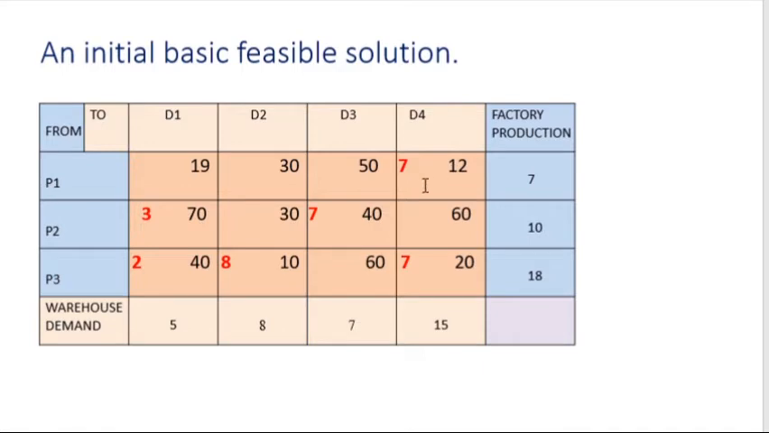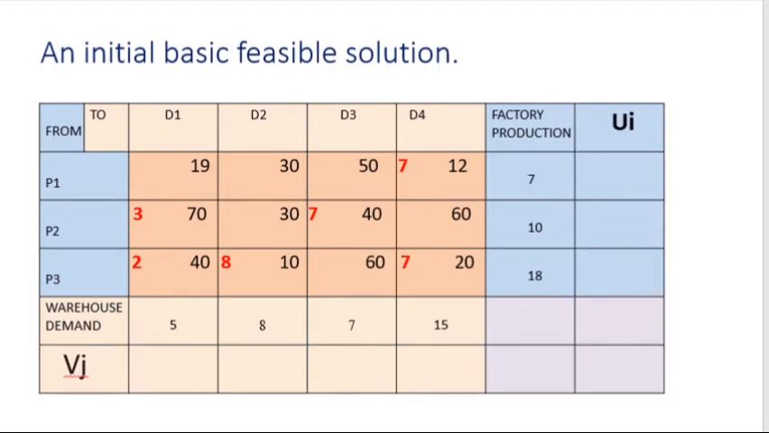So what is seen here is the initial basic feasible solution of our transportation problem. Now we are going to add one more column and one more row for putting the values of Ui and Vj.